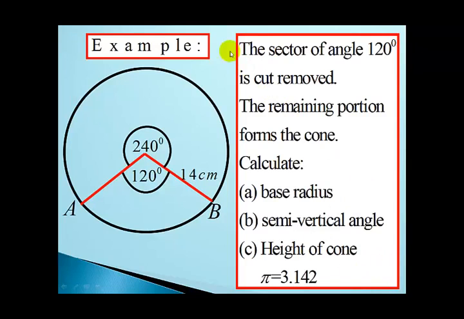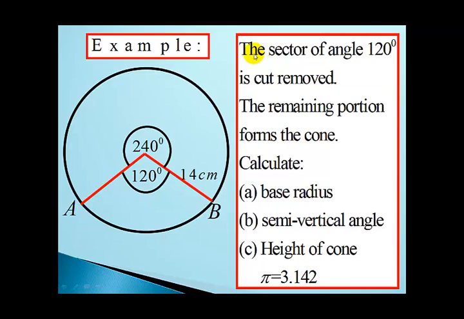Now let's consider this example. The sector of angle 120 degrees is cut removed. The remaining portion forms the cone. Calculate A, the base radius, B, the semi-vertical angle, C, the height of the cone, and take pi to be equal to 3.142. Now let's analyze the question.